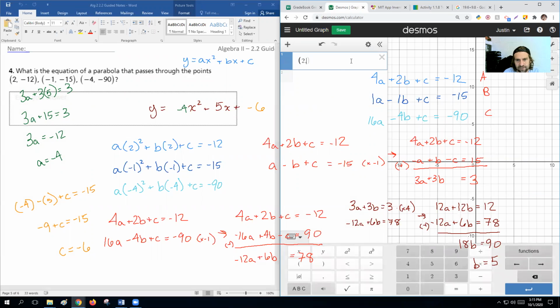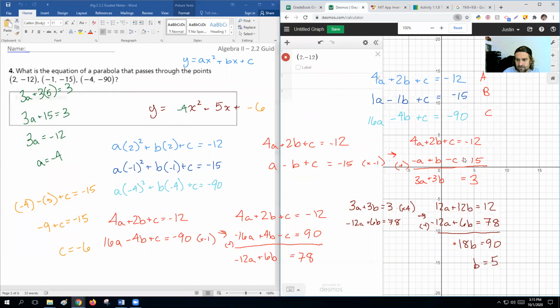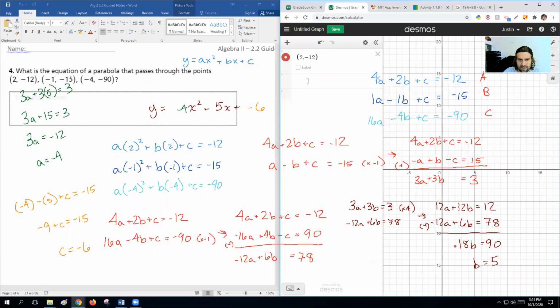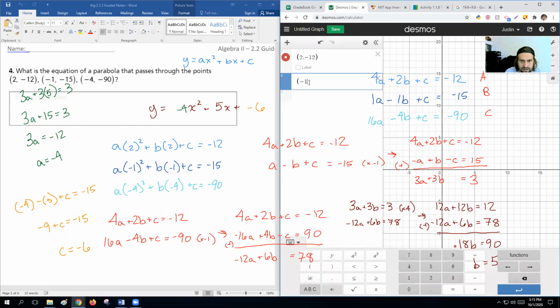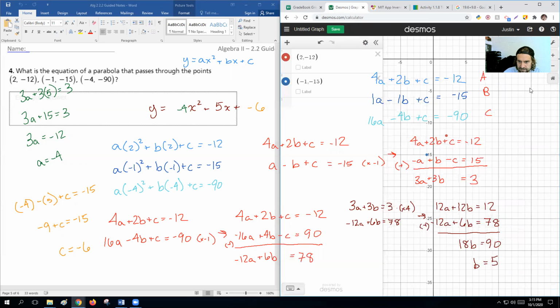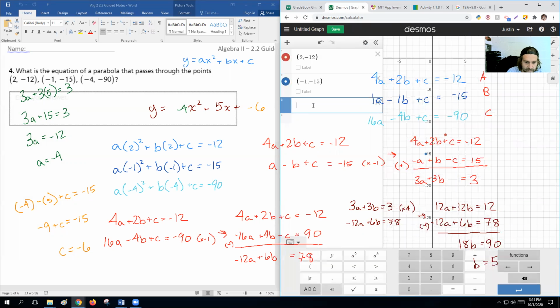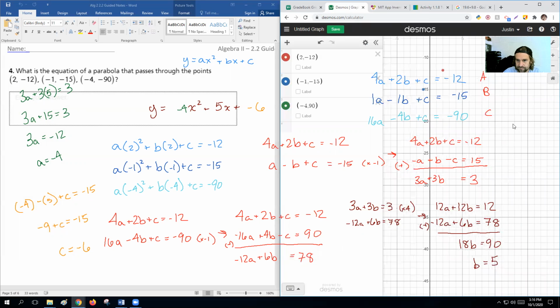Let's make this a little dramatic. We're going to put these points here: 2, negative 12. Zoom out so I can see it. It's okay, it's down there. I got another point at negative 1, negative 15. Alrighty, it's down there. And then we got another point at negative 4, 90. And that is way down there, I bet.